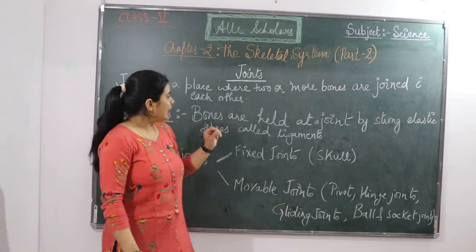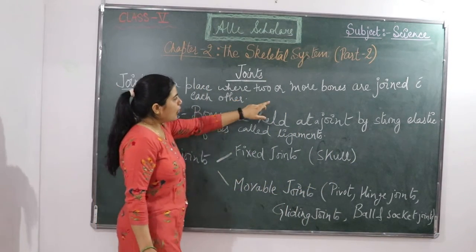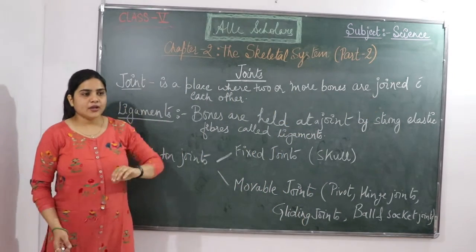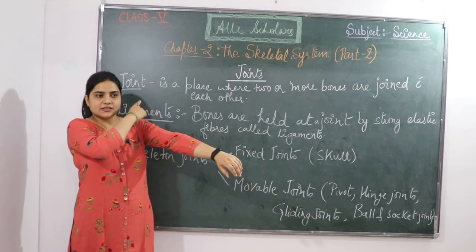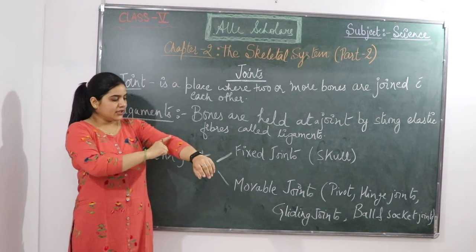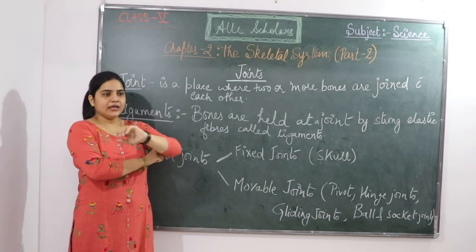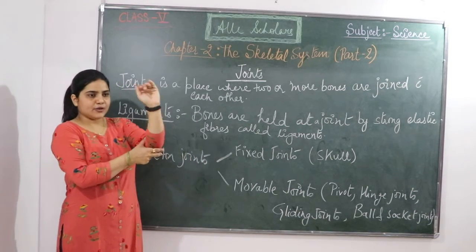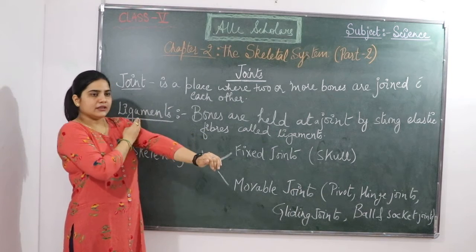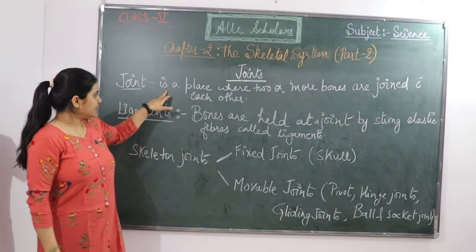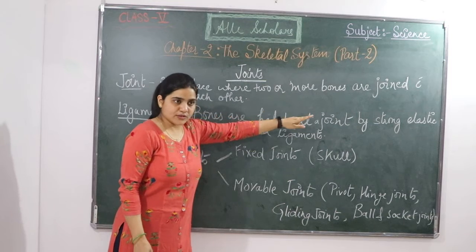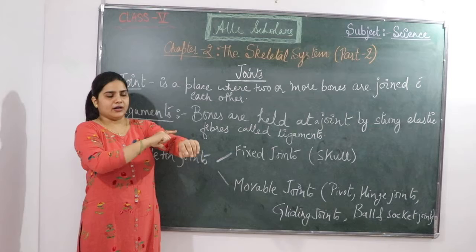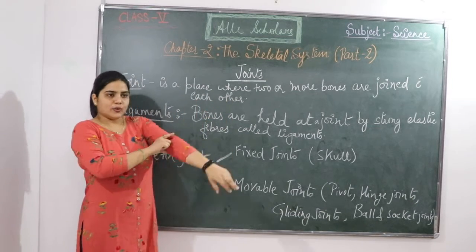Okay? So a joint is a place where two or more bones are joined with each other. Now let's see. As we have discussed in part 1, this is the upper arm. This is the lower arm. So we can move this upper arm and lower arm. How can we move it? It is because there is a joint between the upper arm and lower arm. So what does it say? It is a place where two or more bones, it may be two or more than two bones. Here there are two bones, upper arm and lower arm, that are joined together.